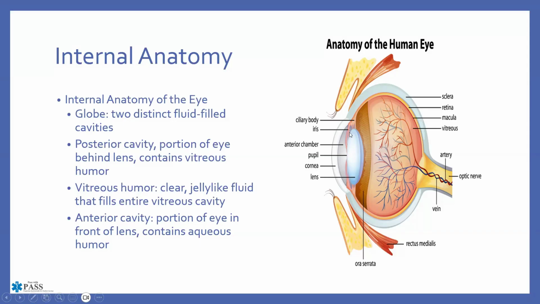When we look at the lens, a lot of people will refer to it as the pupil, but the lens itself is a clear part of the eye behind the iris. So it sits just behind the iris a little bit, and it helps to focus that light or an image on the retina.